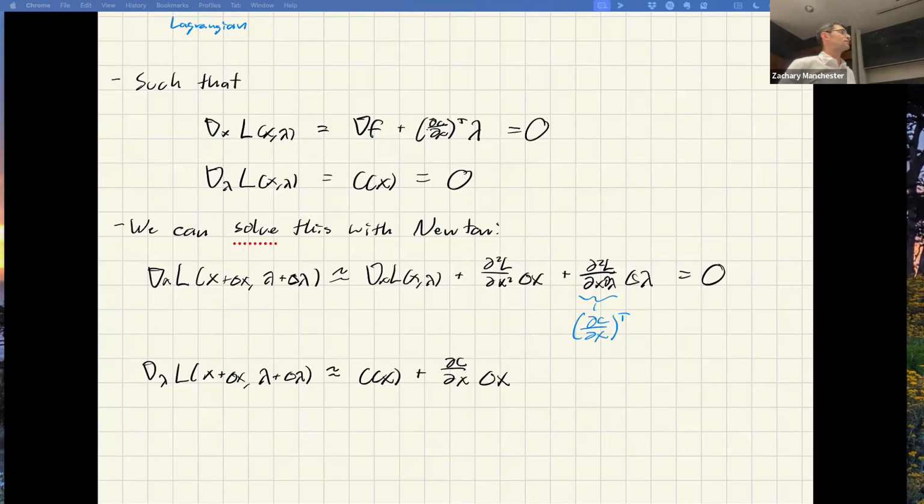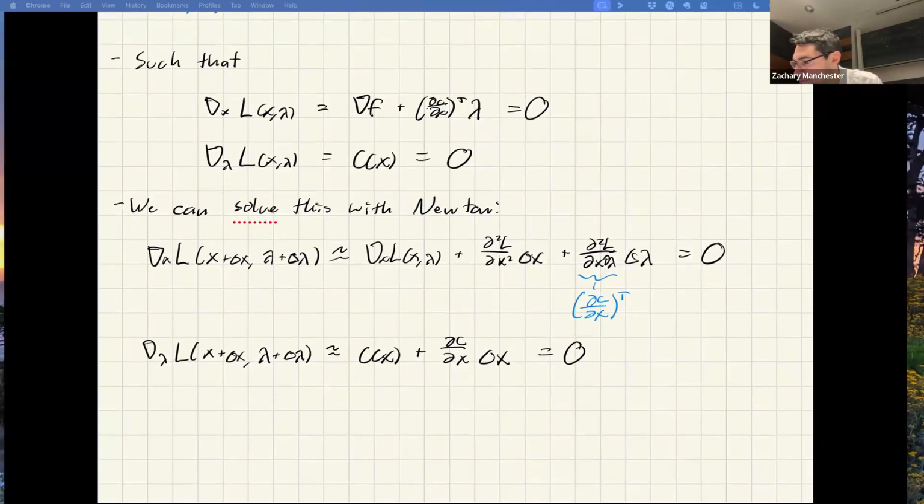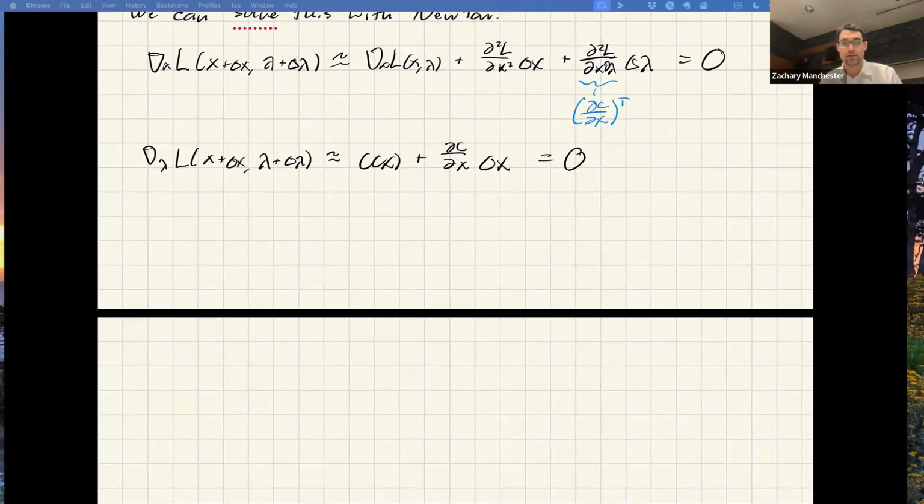So if I take the derivative of the Lagrangian with respect to lambda, I just get the constraint function back, which only depends on x. So there's no lambda dependence in here. So just that equals 0. Now that's it. This is the first order Taylor expansion of these first order necessary conditions in terms of the Lagrangian. This is what I do Newton's method on. I can stack all this stuff into a big root finding thing, and it looks like the following.